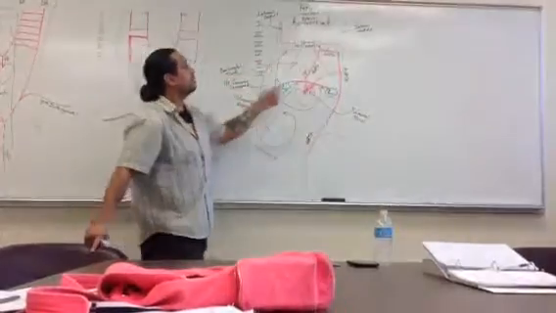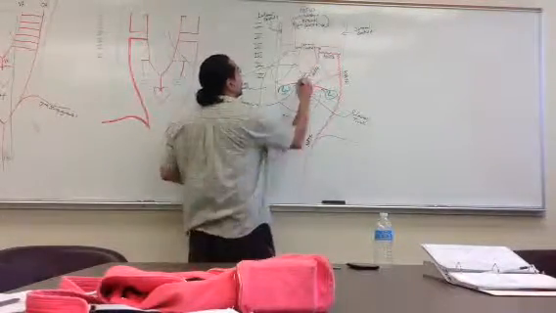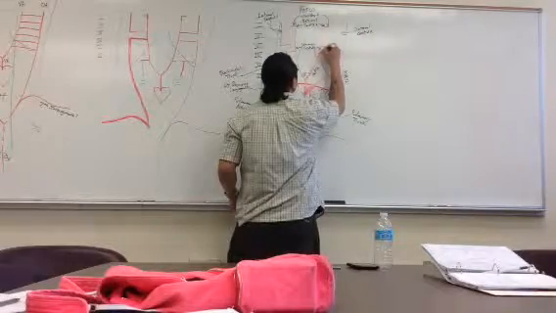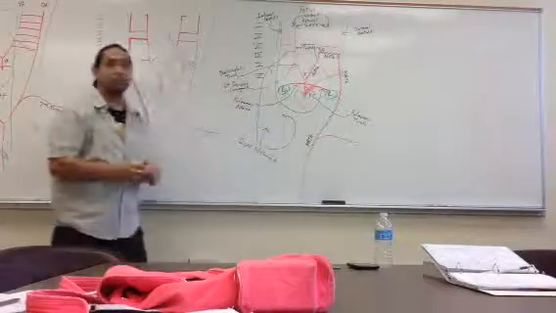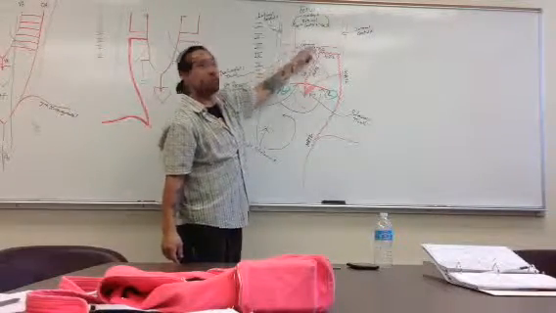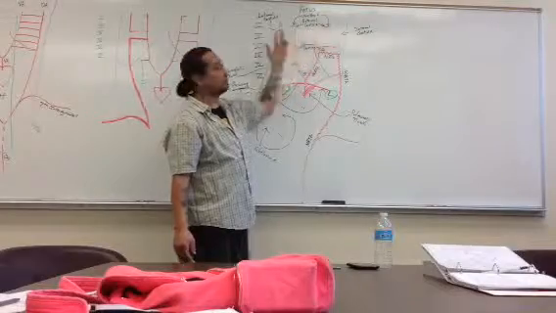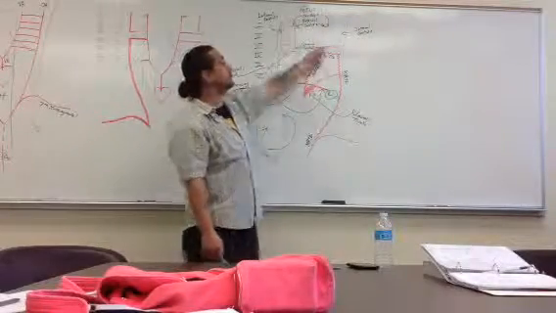Now, okay, what's the second branch? See that right there? That's the second branch off the arch of the aorta. So what's the second branch off the arch of the aorta? Left common carotid. And isn't that what this is? No. And then what does the left common carotid split into? The internal and external. Internal and external carotids. Does that make sense?